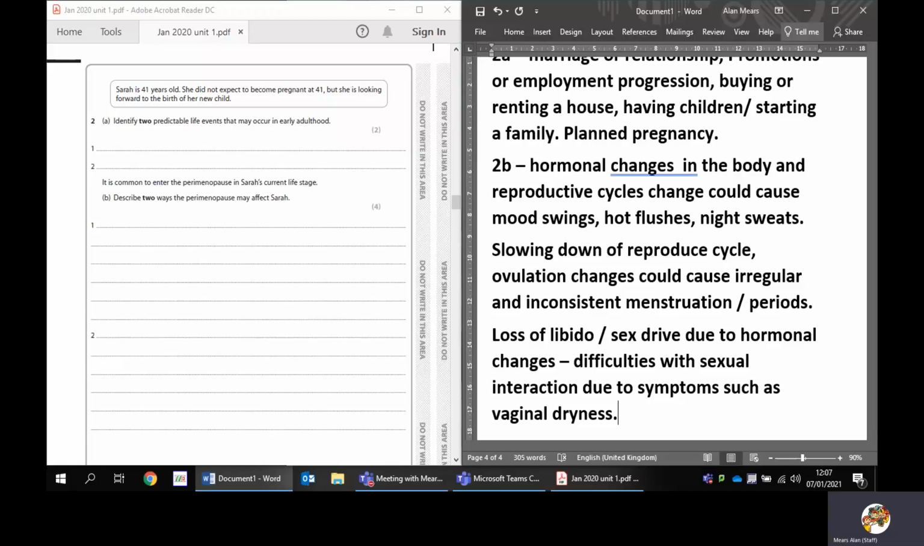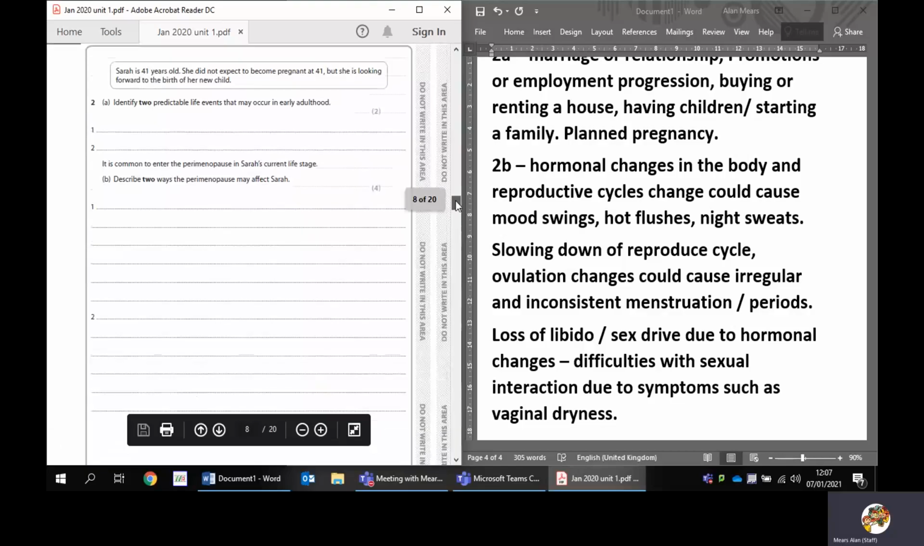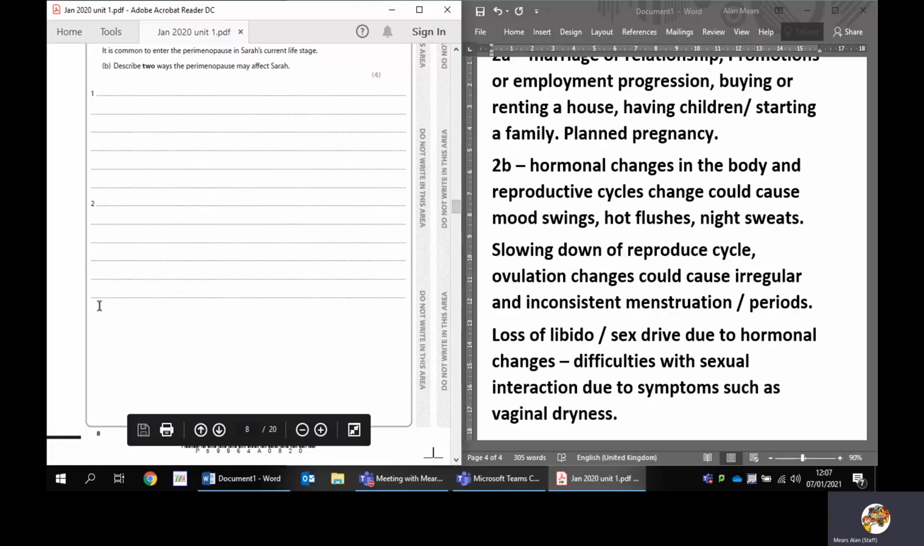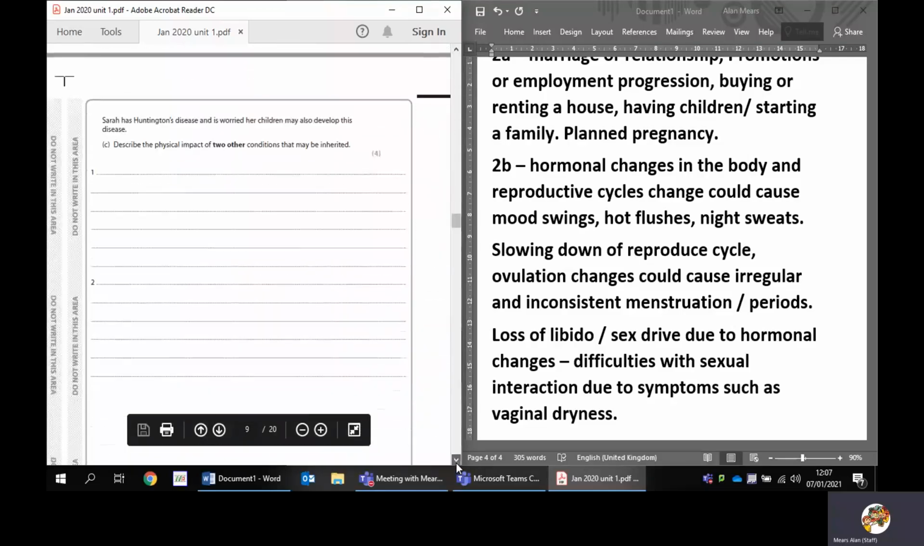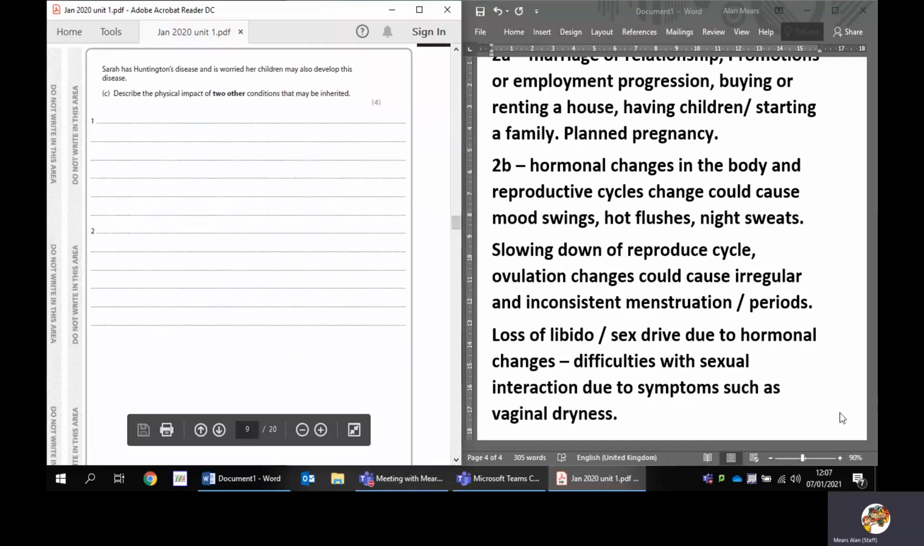So again, if you're ever unsure about a point like I've done here, put a third one in if you've got the space. Obviously this question asked specifically for 2, but there's nothing to say, not that I'm suggesting you do, but if you were ever unsure, squeeze a third one in down here, just in case. Like I say, I've put 2 hormonal ones, the night sweats, hot flushes, mood swings, sex drive, and obviously if I'm not sure about either of those, I could always put a third in. Okay, so that's the perimenopause.